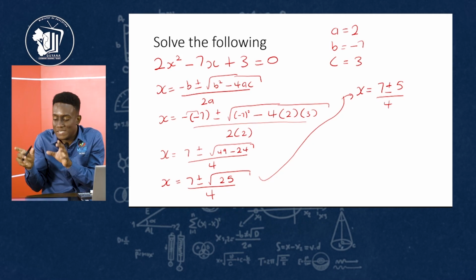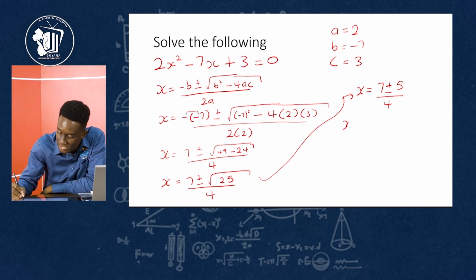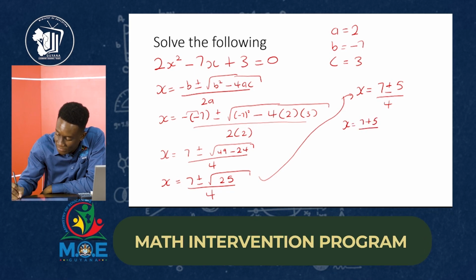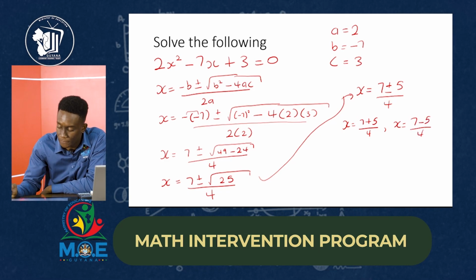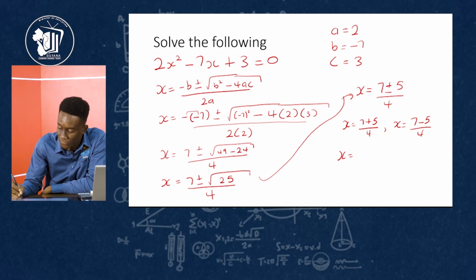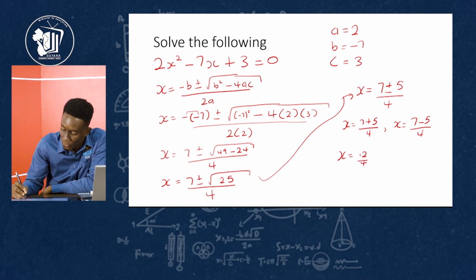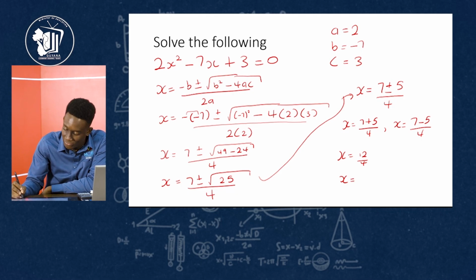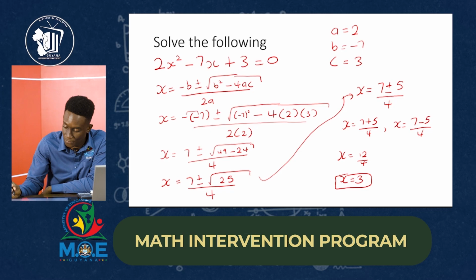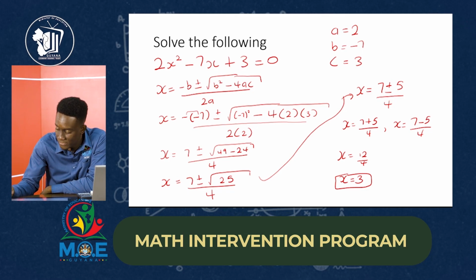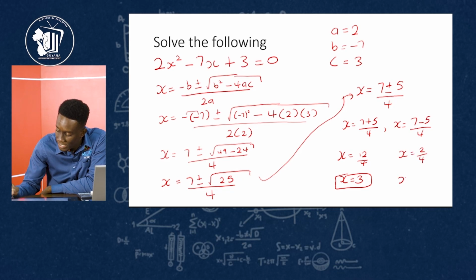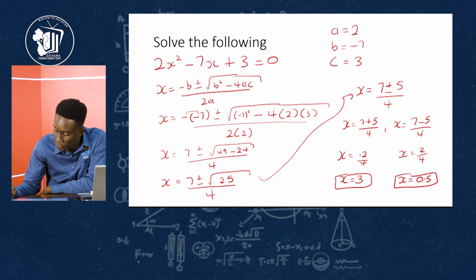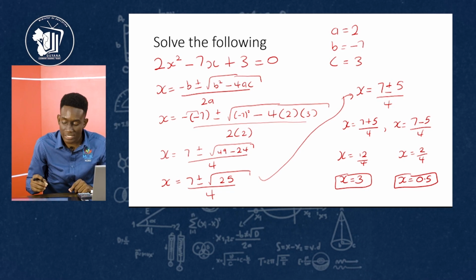So now this step is where we separate the plus and the minus. So on one side we'll have x is equal to 7 plus 5 divided by 4, and we'll have x is equal to 7 minus 5, all divided by 4. So x will be equal to 7 plus 5, which would give us 12, and 12 divided by 4 is 3. So that is one value for x. On this side, we have x is equal to 7 minus 5, so that would give you 2 divided by 4. We'll have x is equal to 2 divided by 4, which will give you a half, or 0.5. So we have our two values for x, which is x is equal to 3 and x is equal to 0.5.